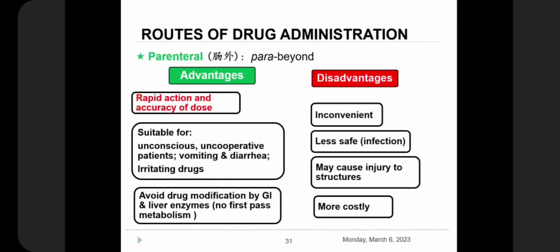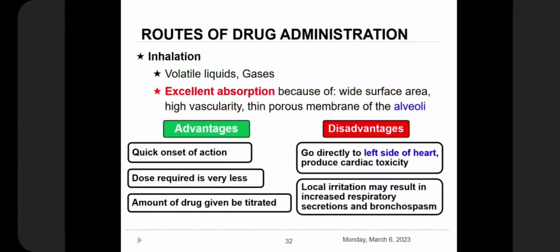Next route is parenteral. Compared to the enteral route, parenteral means bypassing the GI tract. Most of them are injections, and we have several advantages and disadvantages. Advantages are rapid action and accurate dose, suitability for unwilling, unprofessional, and unconscious patients, and avoiding the drug being modified by the GI tract or liver enzymes. But the disadvantages are that it is inconvenient and not very safe, may cause some injury, and is costly. Okay, let's see it one by one.